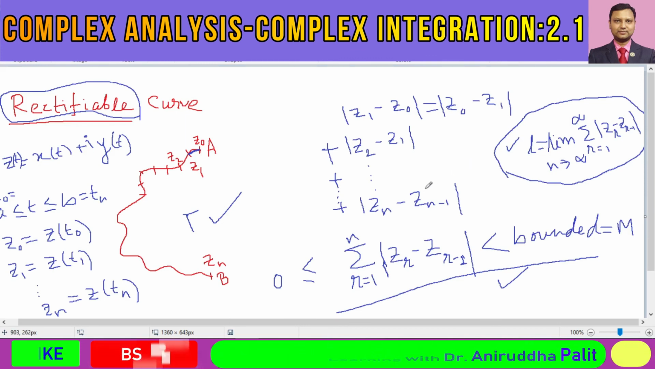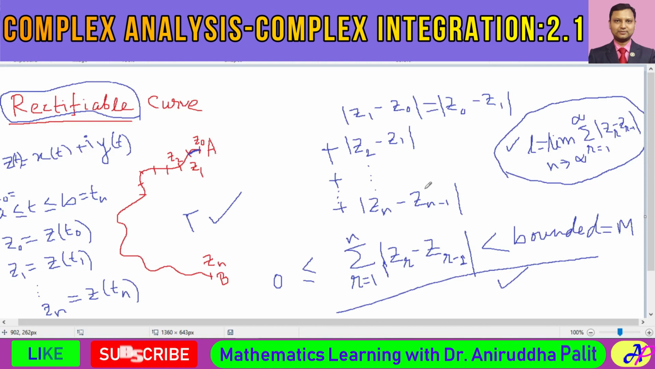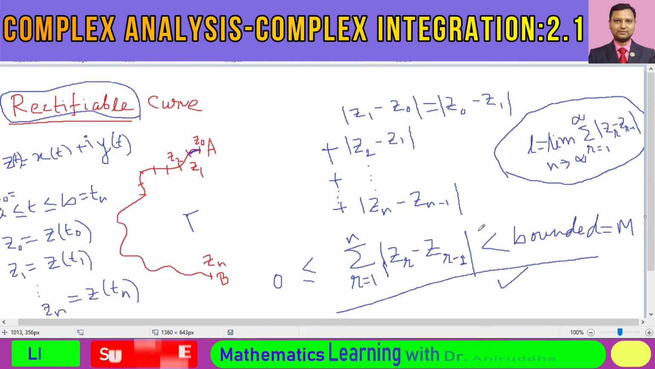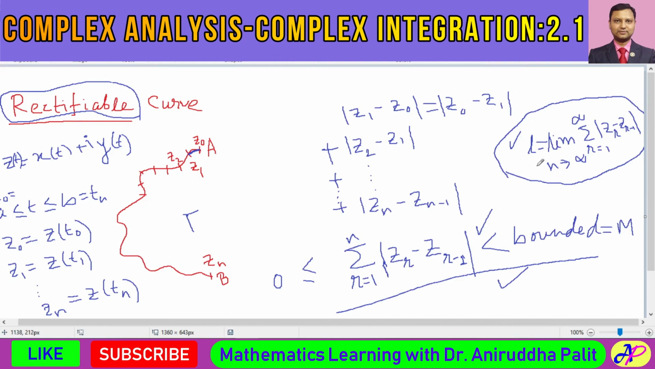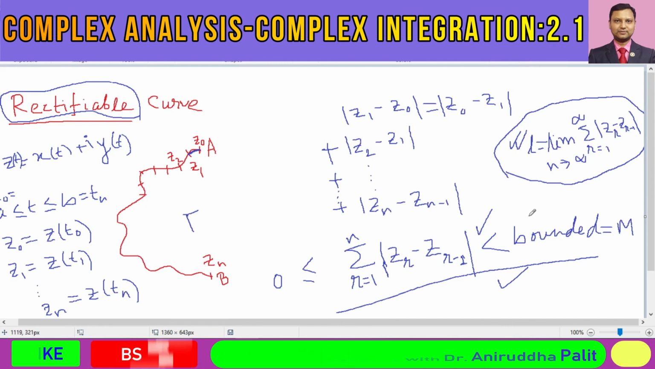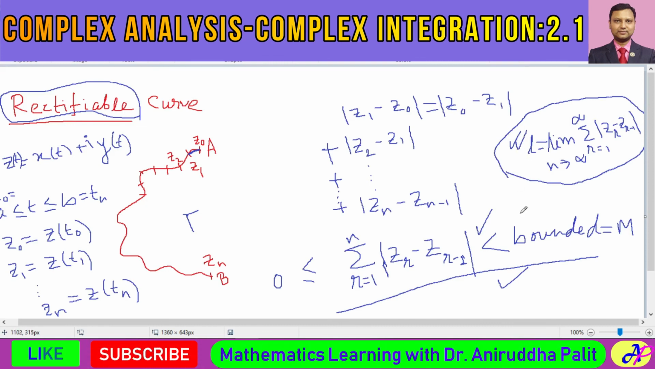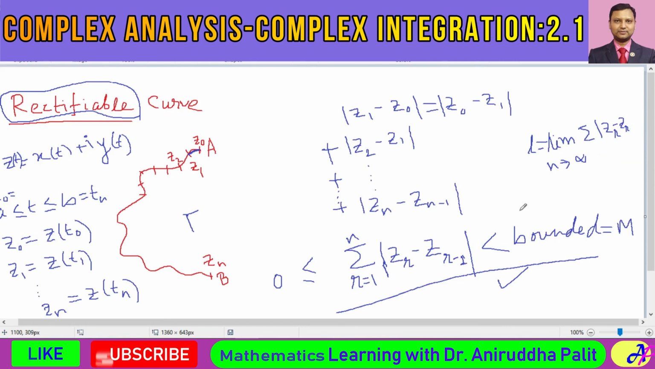Without introducing any mathematics, I gave you the definition. But mathematically or rigorously speaking, if this summation is bounded, then the curve is rectifiable, and in that case, this limit L would exist, and this limit is called the length of that rectifiable curve. So that is the definition I wanted to discuss with you.